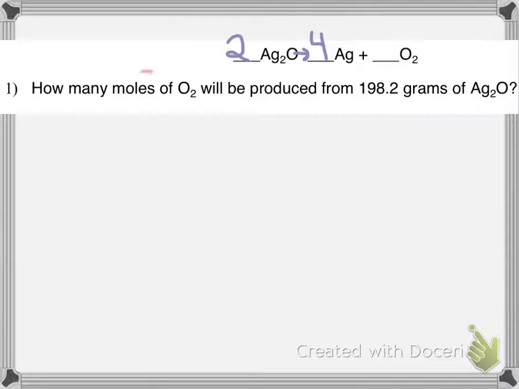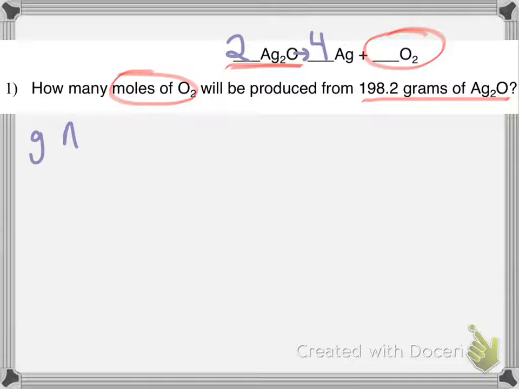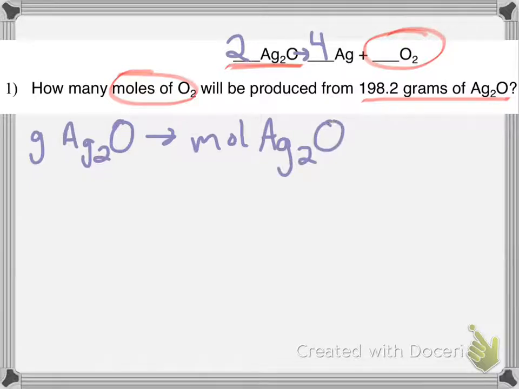So I am looking for moles of oxygen. So I'm looking for moles of oxygen produced from grams of silver oxide when I'm given grams of silver oxide. So my path needs to start with my grams of silver oxide, and I will be converting it into, the only thing I can convert grams of something into is moles of itself, so moles of silver oxide. And then once I have moles of silver oxide, I can use that mole ratio to convert into moles of oxygen, which is what I want.